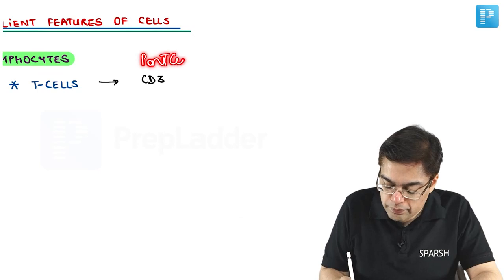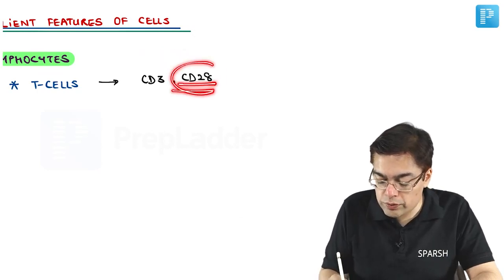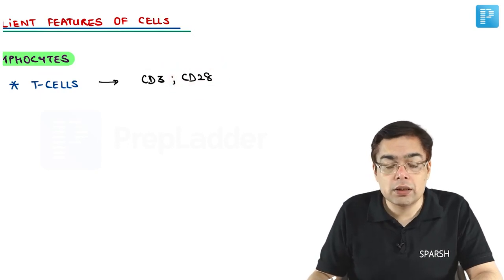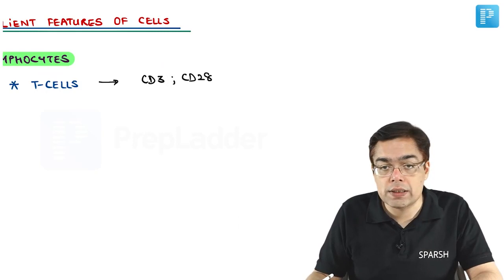Another important molecule that we need to be familiar with regarding T cells is the co-stimulatory molecule, which is CD28. And as we understand, the co-stimulatory signals are very important, particularly when the antigen presenting cell is going to bring an external antigen, an exogenous antigen, in contact with a T cell receptor.